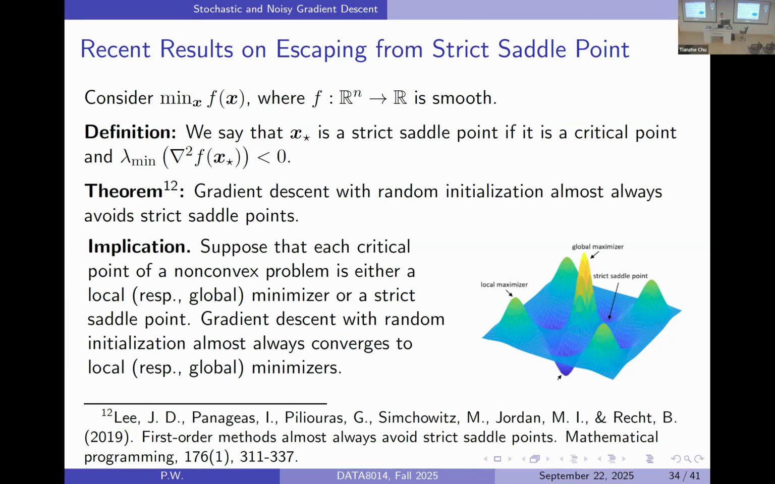So when you want to explain some phenomena in training neural networks or other problems, where you observe that you converge so well and can always find a good point, you can use this theory to explain it. You can show the training loss has a good landscape. That is, the critical points only have two kinds of solutions: local or global minimizers, or strict saddle points.